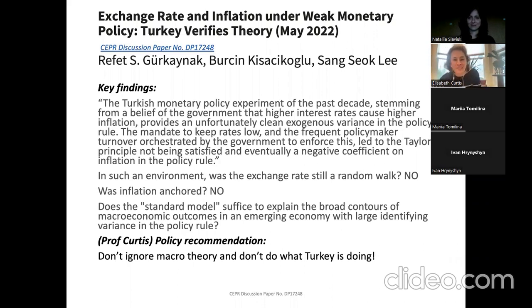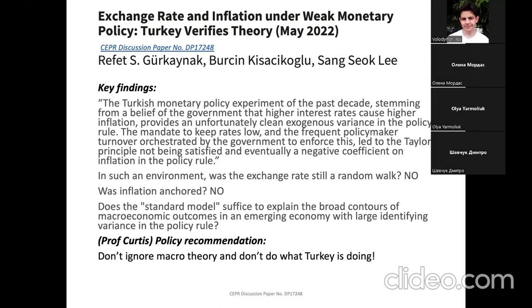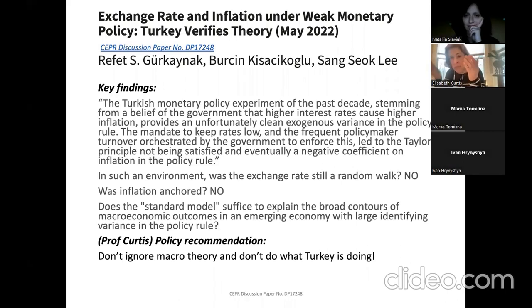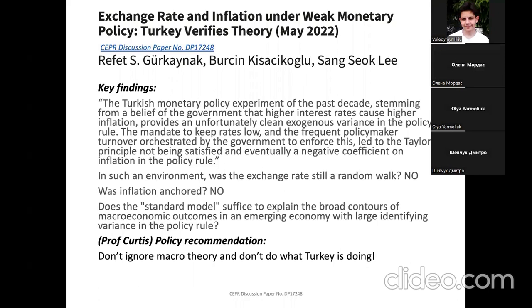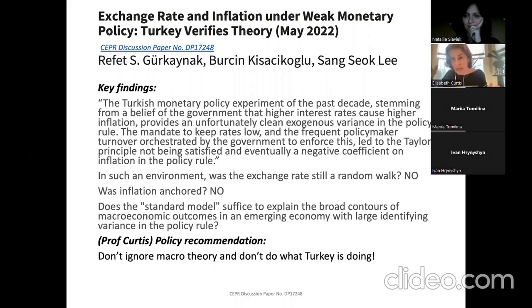So here's the key finding. The Turkish monetary policy experiment of the past decade, stemming from a belief of the government that higher interest rates cause inflation, provides an unfortunately clean exogenous variance. We call this an experiment, right? He notes that term in the policy rule. The government has mandated, so no independence between the Turkish government and the Central Bank of Turkey. The government is telling the bank you can't raise interest rates past this point.